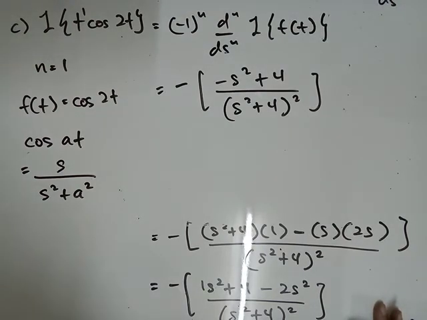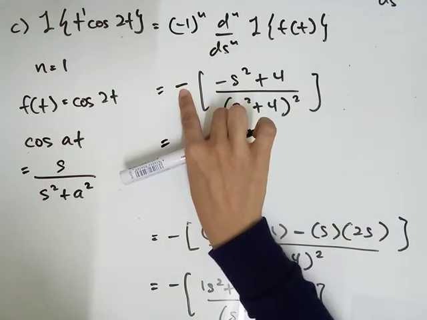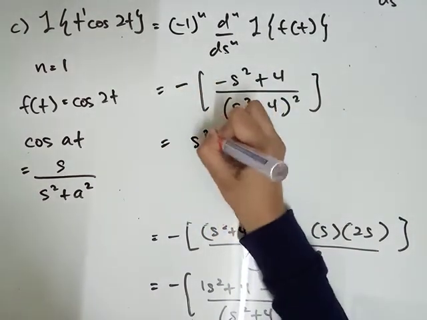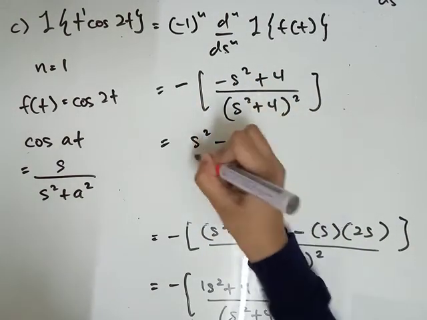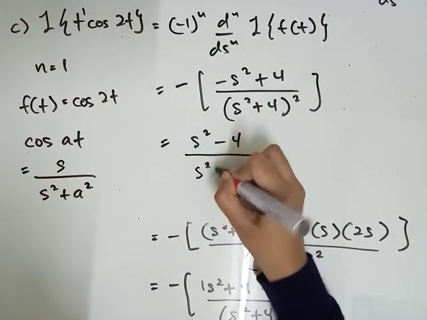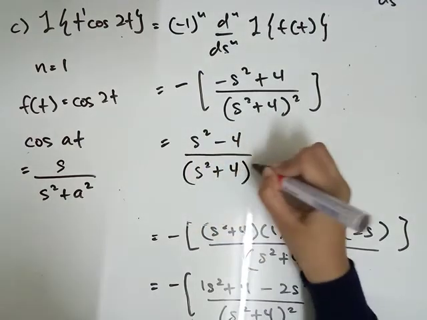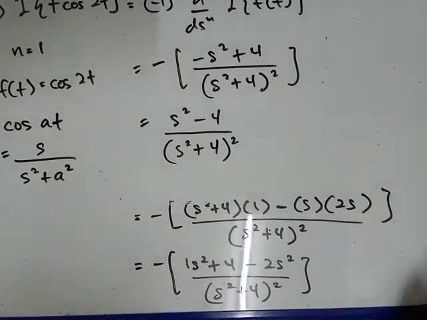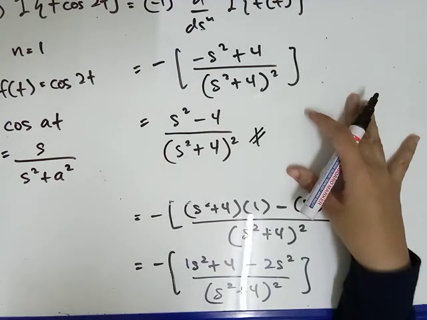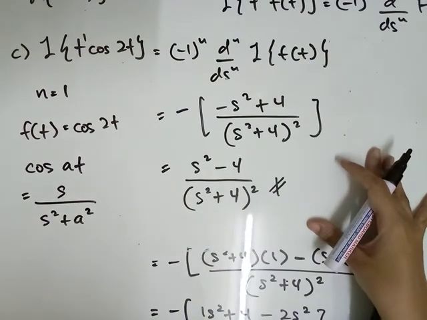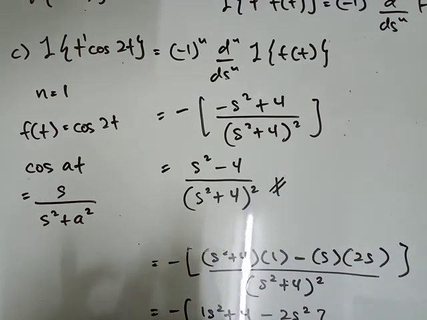And then negative, it should be positive. Okay, negative times negative, it is positive 4 divided by s square plus 4 power 2. So this is the answer. Alright, do you understand the concept of multiplication by power of t? If you don't understand, you can ask on WhatsApp, okay?